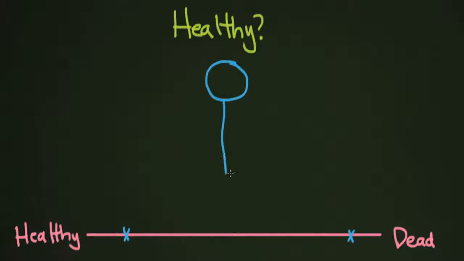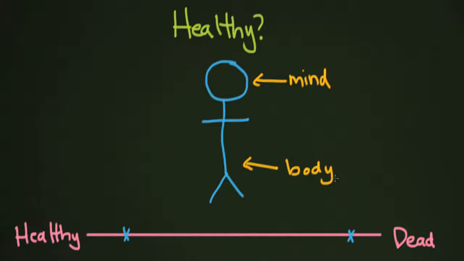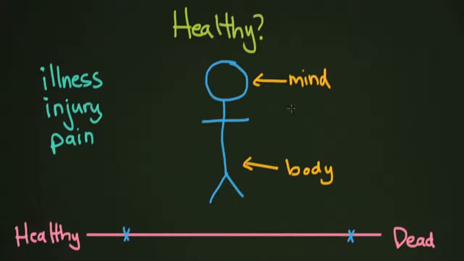We're going to draw a blue person. There we go. And this blue person has a mind, has a body. And I think the best description that I've found of what a healthy person is, or the simplest, is the person who is free from illness, free from injury, and free from pain. So in both mind and body, they are free from illness, injury, and pain.